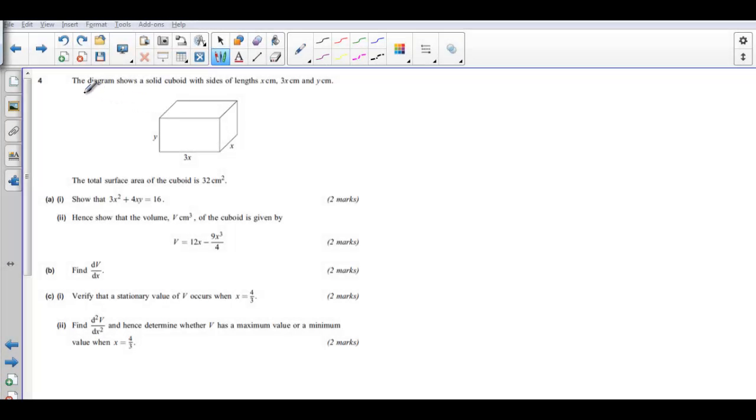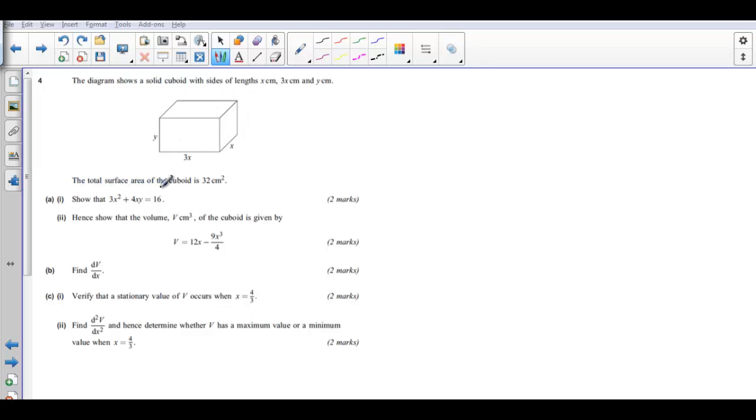Okay, so this time, question 4, we've got a differentiation question. A differentiation question in context, because we've got to apply it to various things. It's not just dy by dx, it's dV by dx, but we aren't going to let that fool us. The diagram shows a solid cuboid with sides of lengths x, 3x, and y. Think like a cornflake box or a tissue box. There are no squares here.